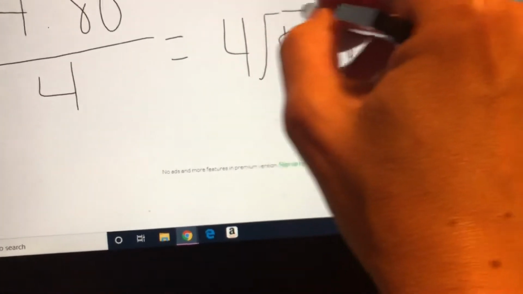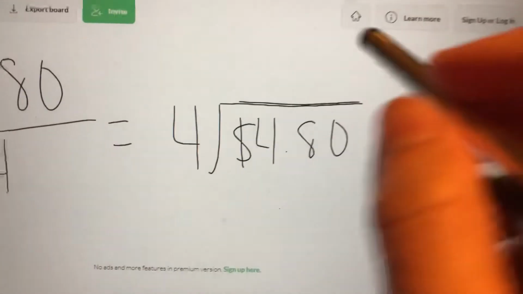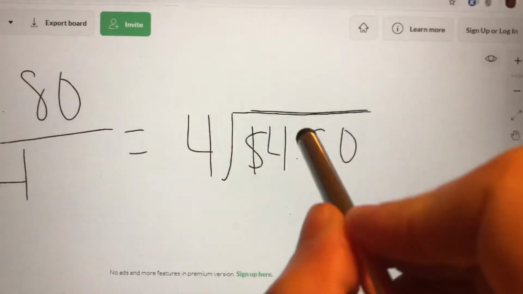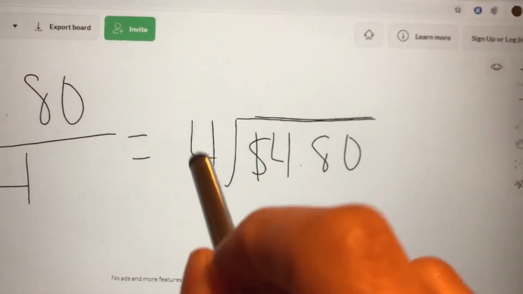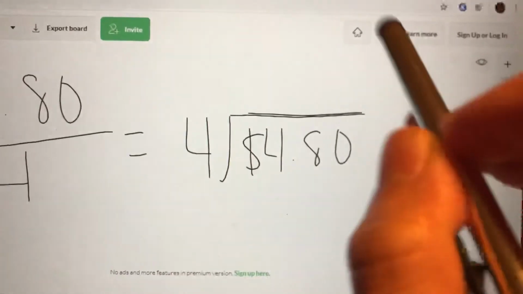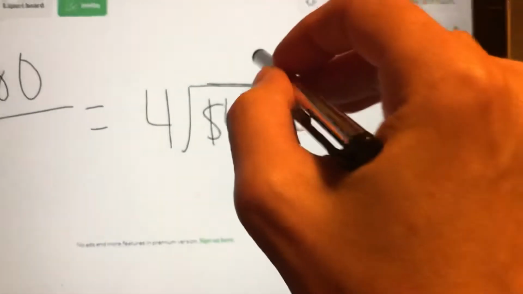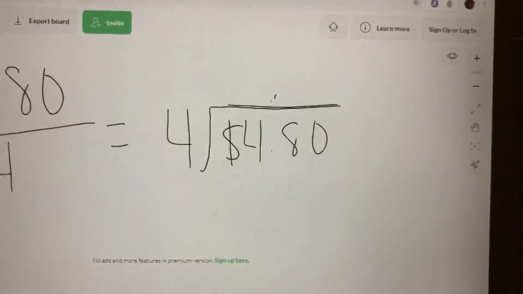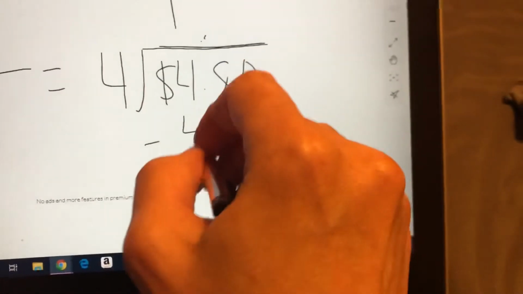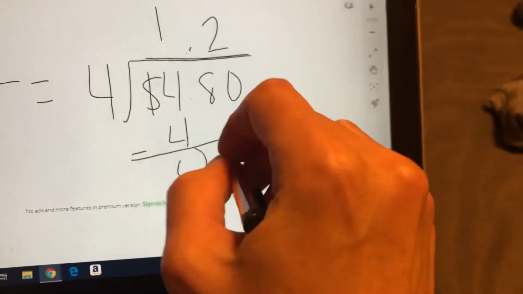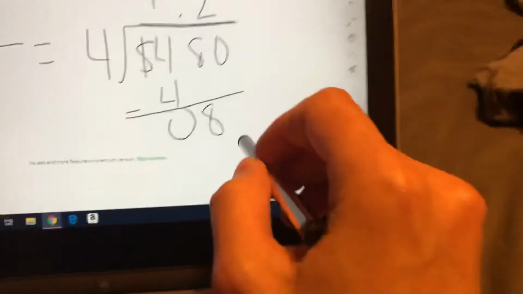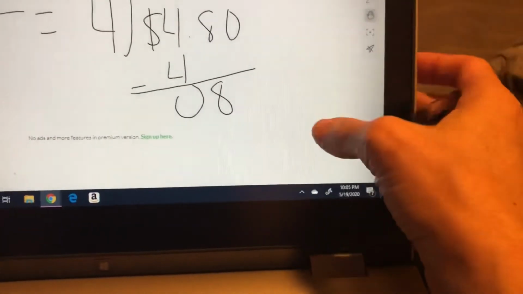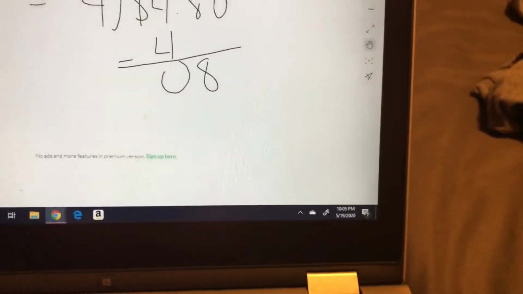As we learned in chapter 5, if the dividend has a decimal, it's okay, as long as the divisor does not have a decimal, we can just continue division like normal. Bring up your decimal, make sure you always line it up. 4 goes into 4 one time. This is the easy part. I wish it would all fit on a bigger board.